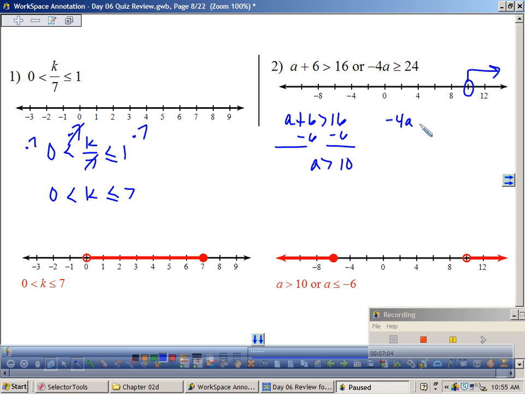The other one is negative 4a is greater than or equal to 24. What happens with this one? The sign switches because you're dividing by a negative. So when I divide by negative 4, I get a is less than or equal to negative 6.